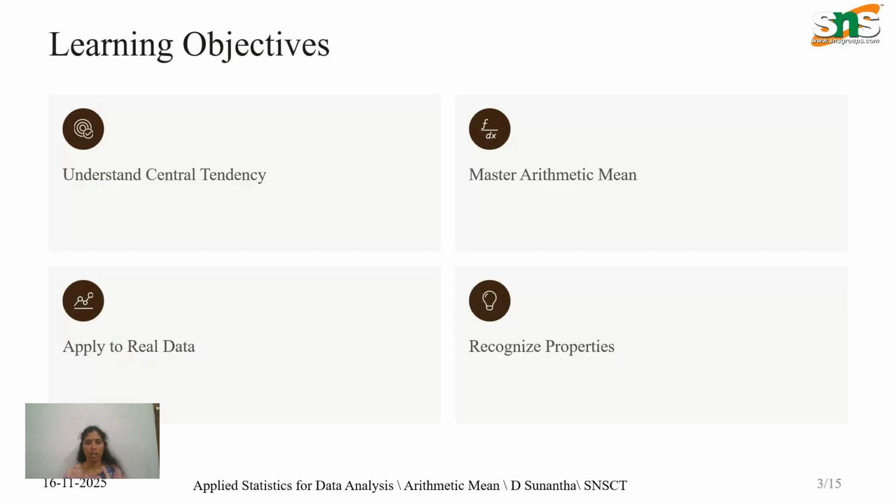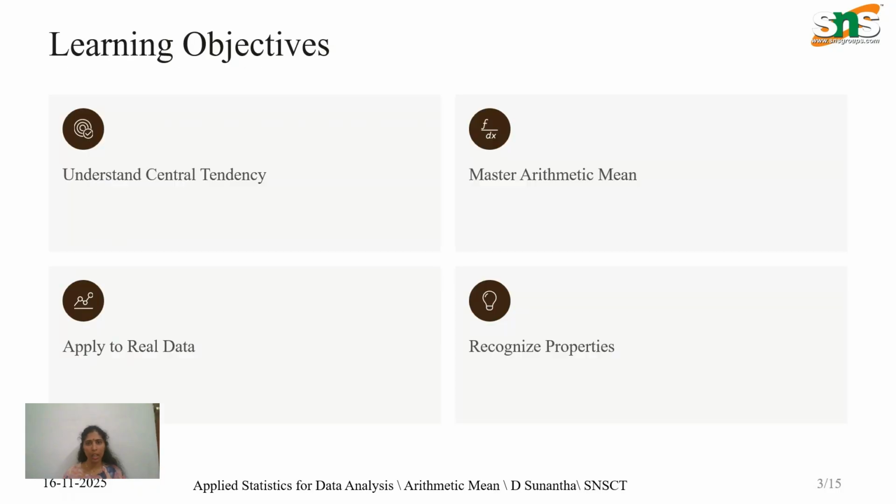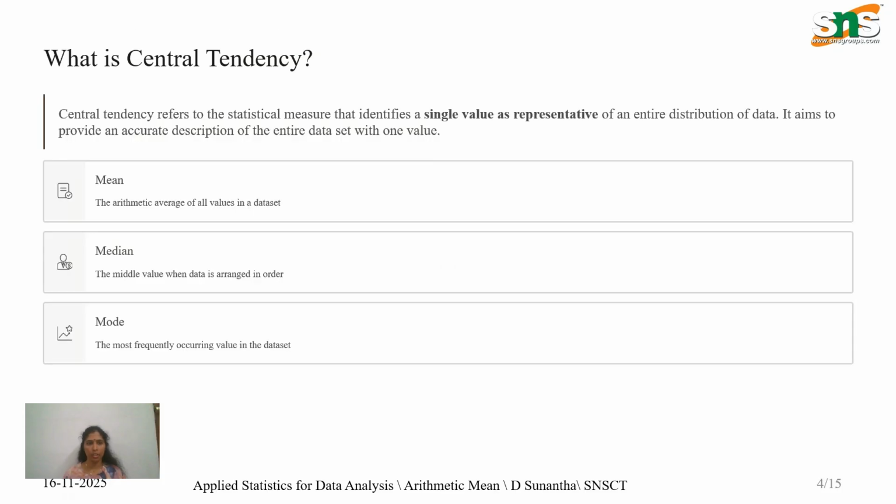So let us see what are all the things that is going to be covered in this video, which are understanding central tendency, next arithmetic mean, next how to apply arithmetic mean to real data, next is the properties of arithmetic mean. So here, the central tendency refers to statistical measures that identifies a single value as representative of an entire distribution of data. It aims to provide an accurate description of the entire data set with one value.